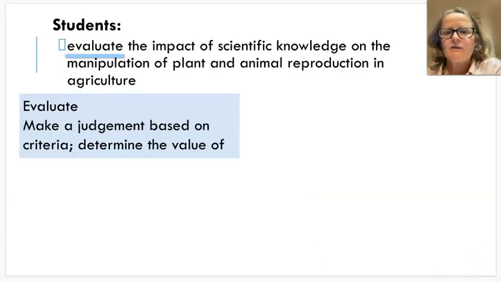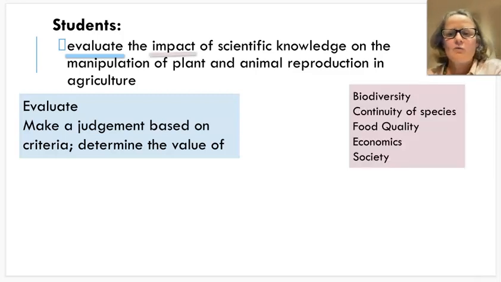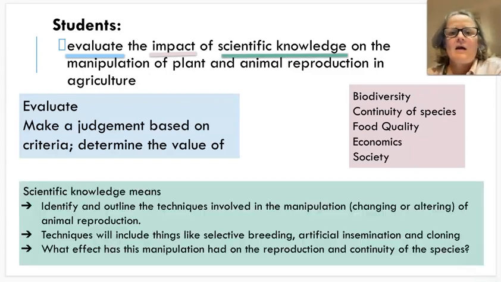So first of all, you're being asked to evaluate the impact of scientific knowledge. Evaluate means to make a judgment based on criteria or to determine the value of something. And what criteria are we actually thinking about? We're looking at the impact of scientific knowledge. So let's look at its impact on biodiversity or continuity of species, food quality, economics, or society. We're going to look at the impact of scientific knowledge on those things.